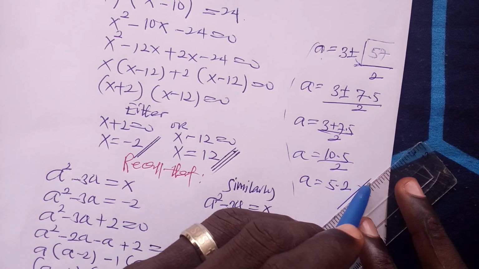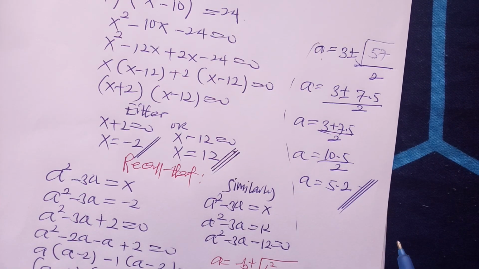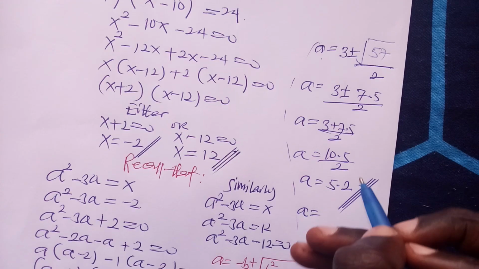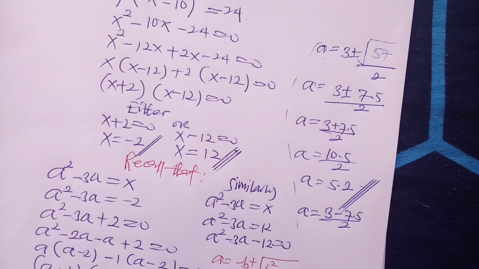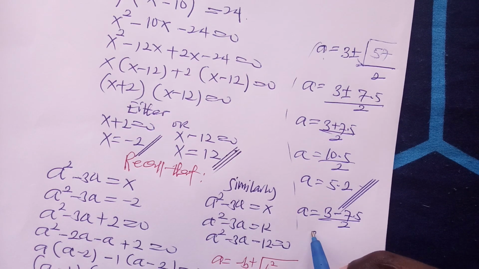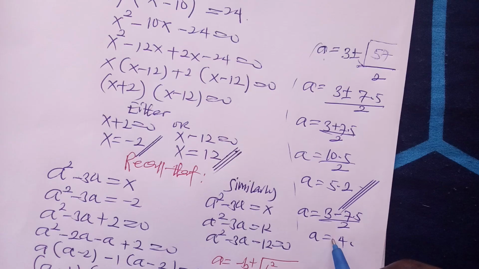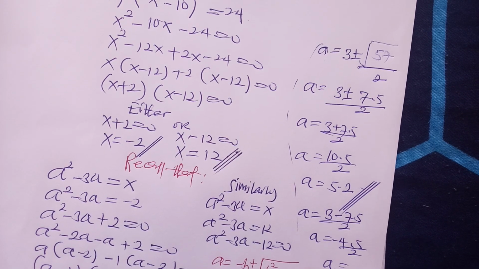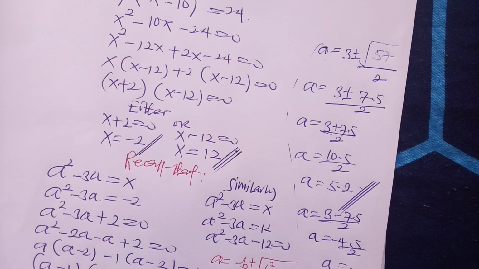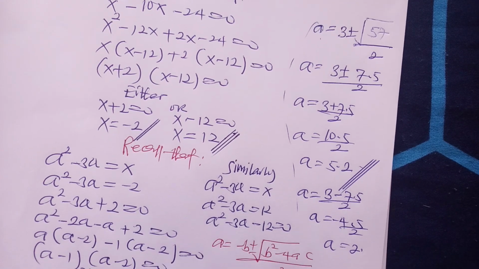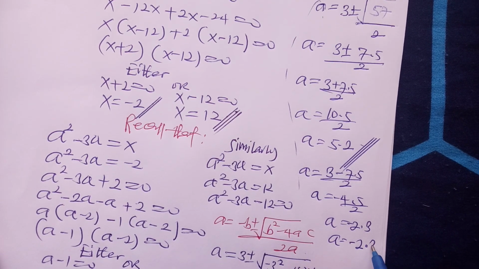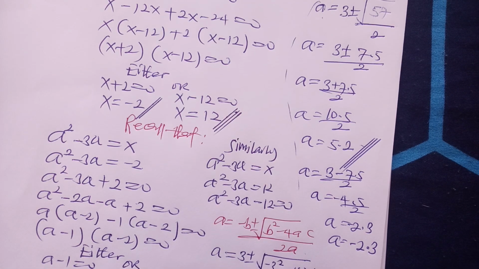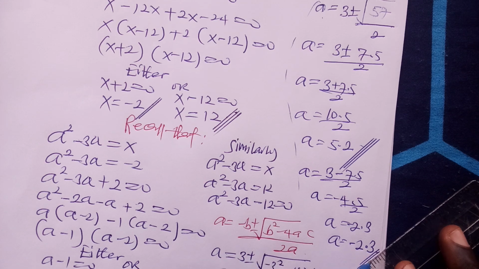Then the last value of a becomes, we use the negative sign now, that is 3 minus 7.5 divided by 2. Then you are subtracting 7.5 minus 3, you are going to have 4.5. So a then becomes minus 4.5 divided by 2. Then a here becomes, divided by 2, you are going to have minus 2.3. So a becomes minus 2.3 respectively. So these are the possible values of x that we have to find in respect to this problem that we are given.